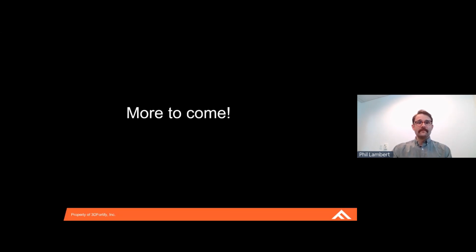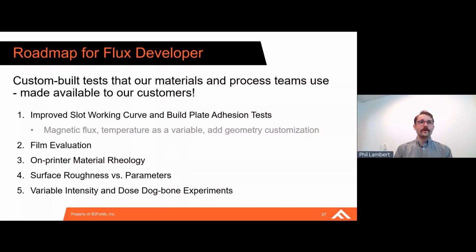But there's more to come, right? I talked about the roadmap for Flux Developer earlier. We are constantly developing those experiments in-house, and we want to push those experiments for onboarding new systems out to our customers. And we've already roadmapped some of these. The first one I want to highlight is that we're going to improve that slot working curve test. It's already very powerful, but we want to give it more flexibility.